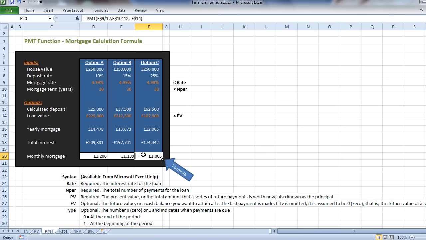Let's say I can afford to put down either deposit. I have that luxury. The total interest I would pay back on option A would be £209,000. And on option C, over the 30 years, I'd only be paying back $174,000 in interest. So you can see how useful this function can be to pre-calculate mortgages and link it to specific variables. You can perform all kinds of analysis, perhaps even on your own mortgage.